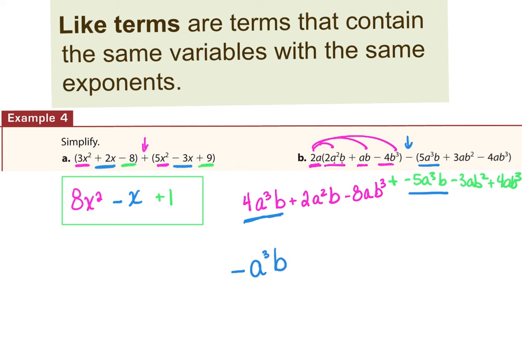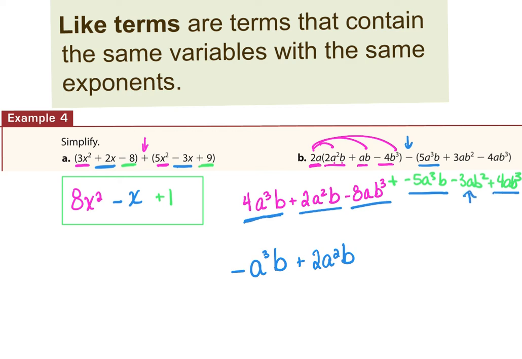And then I'm going to check the next one. Like terms, a squared b. Do I have an a squared b in the next group? I don't. I have an ab squared. So that's not like. So I actually cannot combine this one with anything. So this is going to stay 2a squared b, right? What about ab cubed? Do I have that? Yes, I do. But that means this guy is also not going to have a like term.